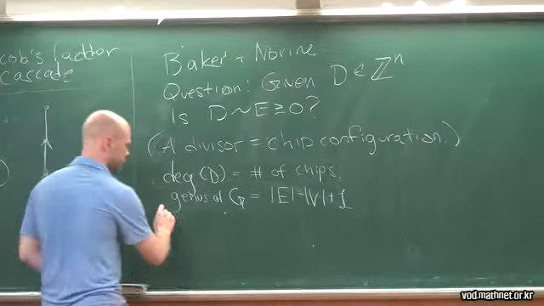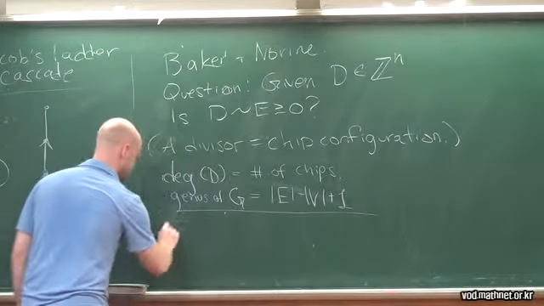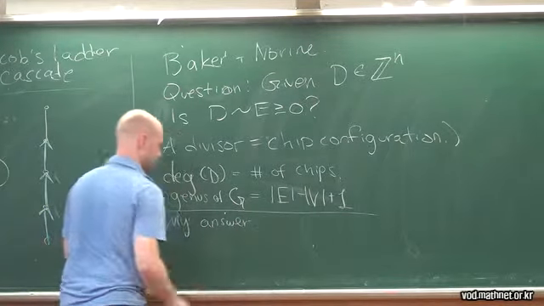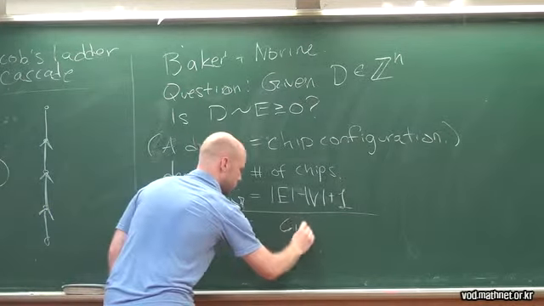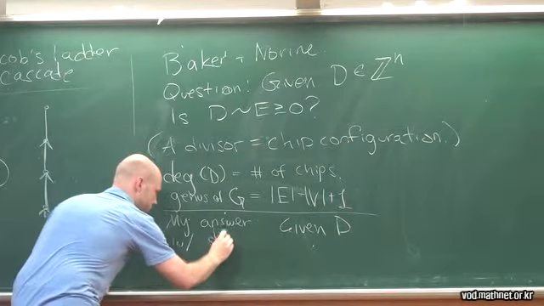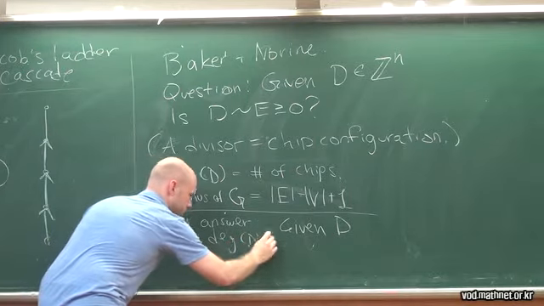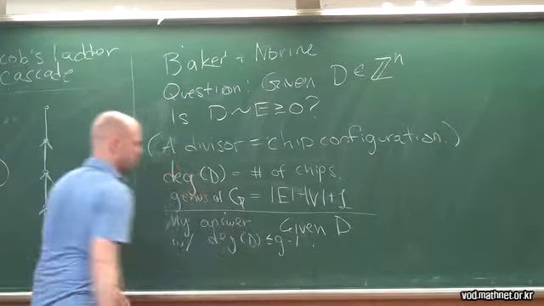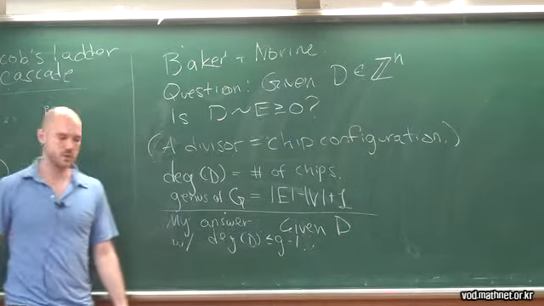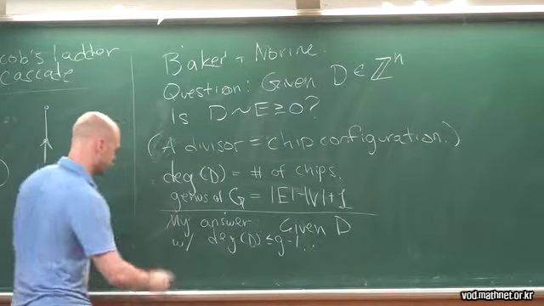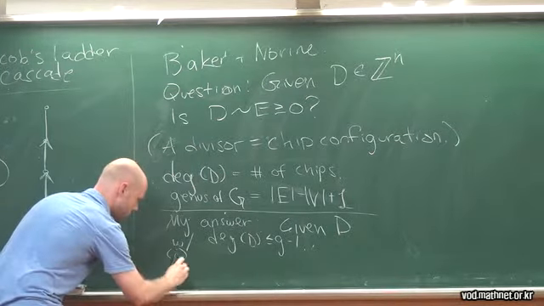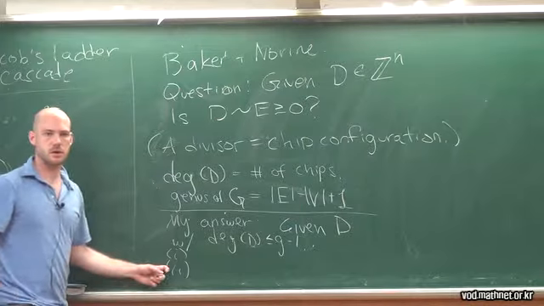Okay, so here's my answer to their question. Given some divisor with at most degree minus 1, excuse me, with at most g minus 1 chips, then one of the two following things can occur. Can you guys see this in the back?